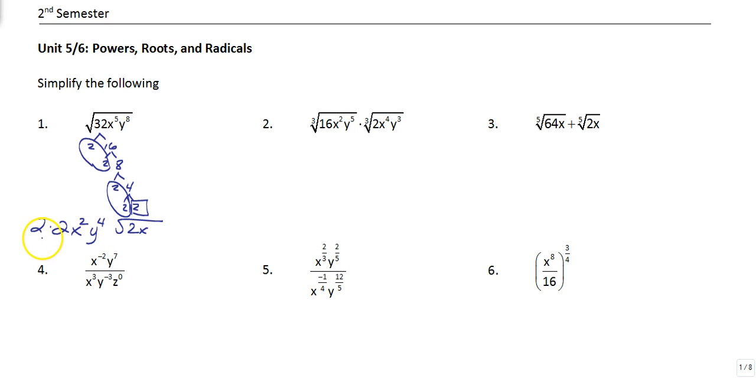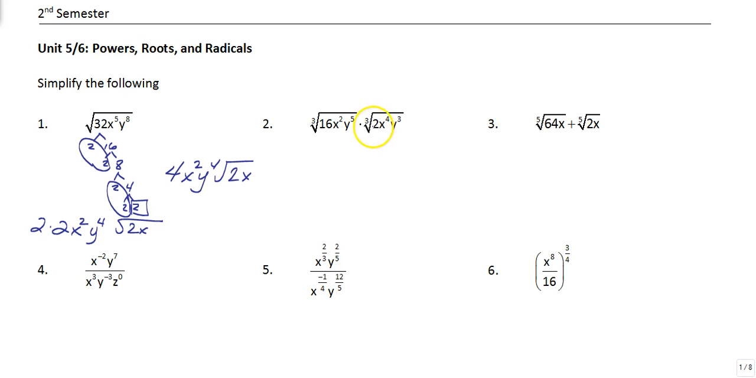But then, of course, we have to write our answer in a nice way. So 2 times 2 is 4. So our final answer for this problem would be 4 x squared y to the 4th root 2x. Okay? Number 2. There are multiple ways to do a question like this. You could simplify each radical first and then put them together, or you can multiply them together first.